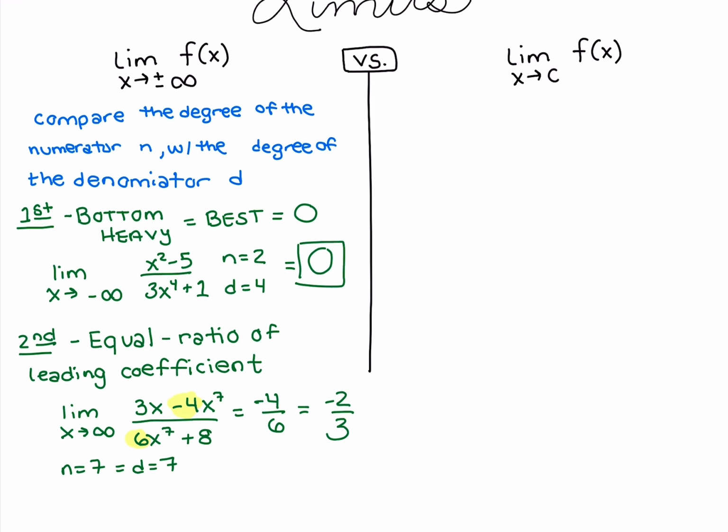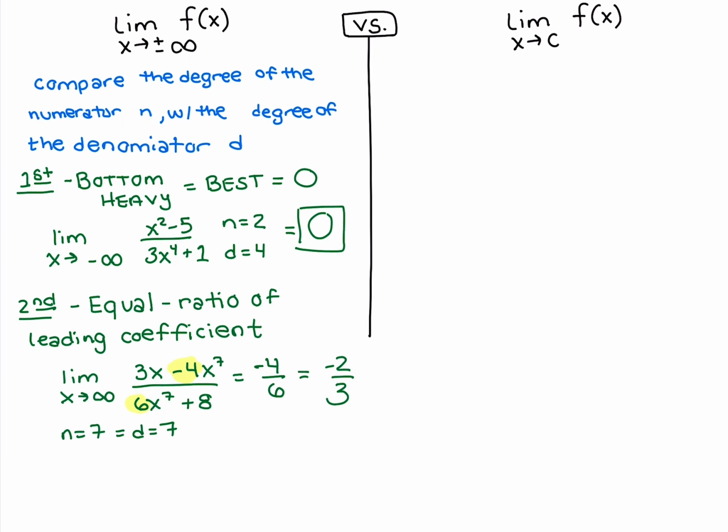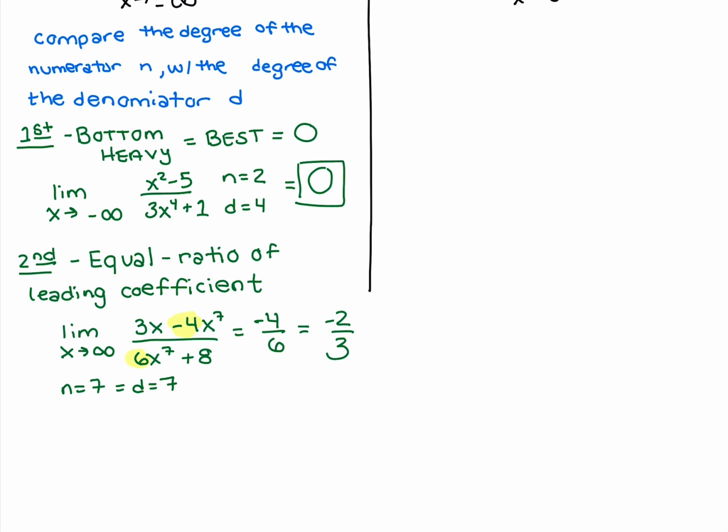So not too hard, but definitely not as easy as bottom heavy. It's just being 0. The worst case scenario for limits at infinity, well, we've already talked about 2 cases. One where the denominator is higher, one when they're the exact same number, and then the last case is if the numerator is higher. So this is top heavy.